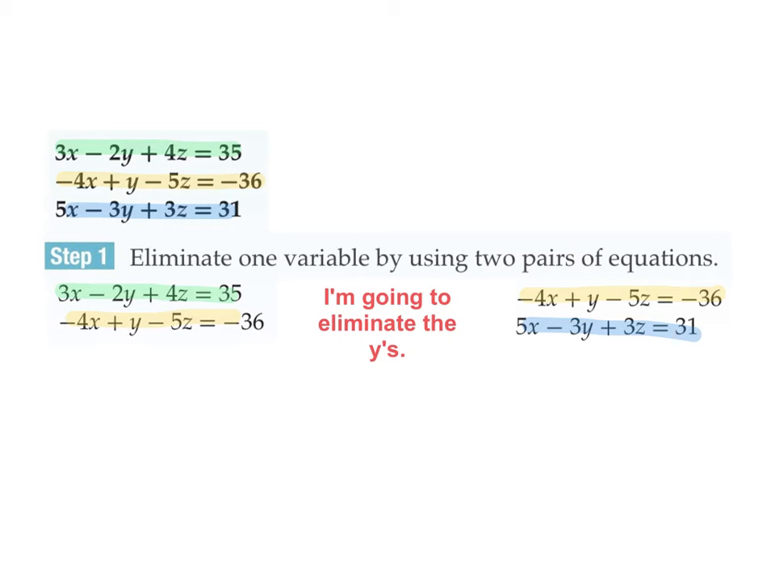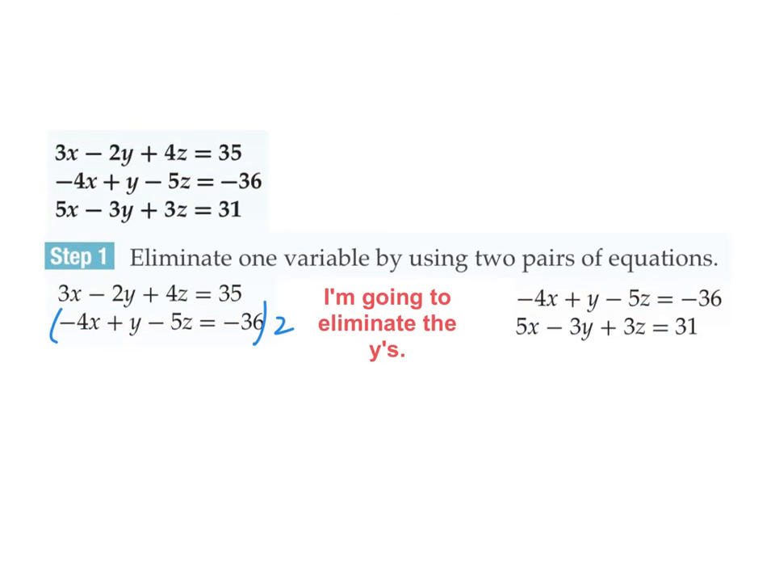So on this first pair over here, what am I going to have to do to eliminate the y's? Multiply by 2. Multiply what by 2? The entire equation. Which one? The bottom. The yellow equation. Let's just multiply that all by 2, and then the y's will go away. What about over here? What am I going to have to multiply by? 3. Which one? The top. Top equation by 3, and then the y's will go away.